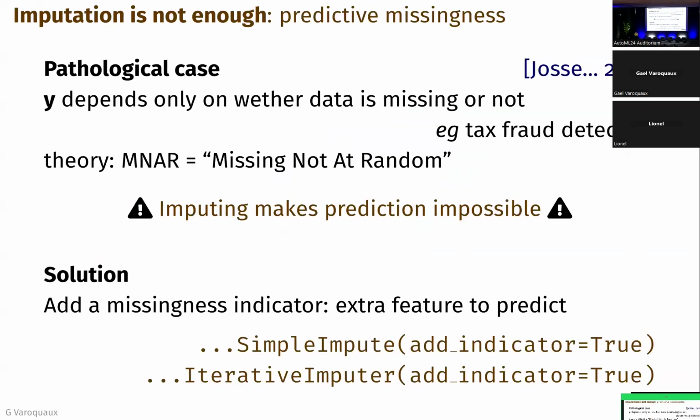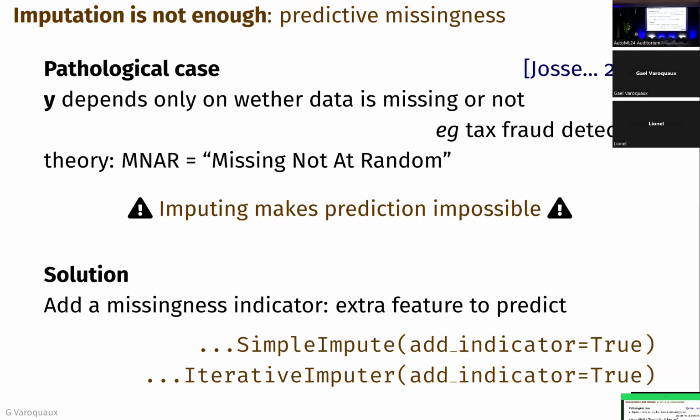When I have predictive missingness, the brutal case is when the y that I'm trying to predict depends only on whether the data is missing. For instance, it could be happening in fraud detection. I'm in an MNAR setting. And then imputation makes prediction impossible, because if I've imputed perfectly, I can't predict.